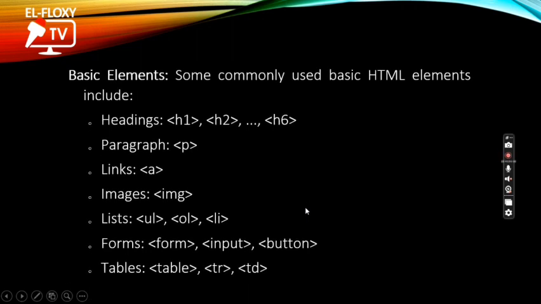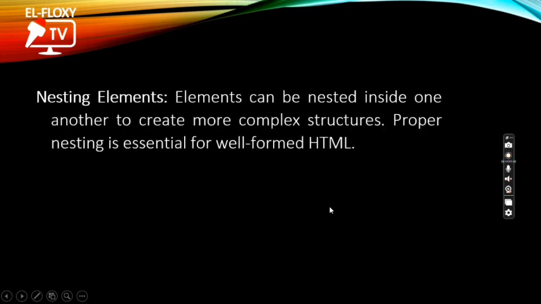Some commonly used basic HTML elements include the headings h1, h2, h3, h4, h5 down to h6. Then we have the paragraph, we have the links, that is the a tag, we have the image tag, this is img, we have the lists, ul, ol, and li. We will know the meaning of all these in detail. We have the form, input, button, and table as the elements.